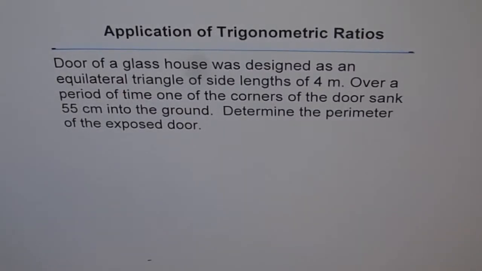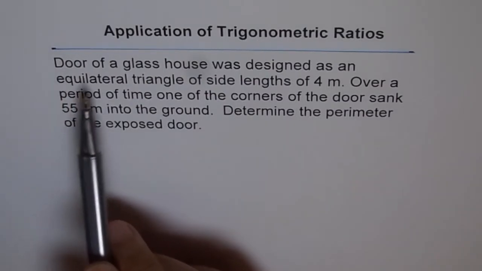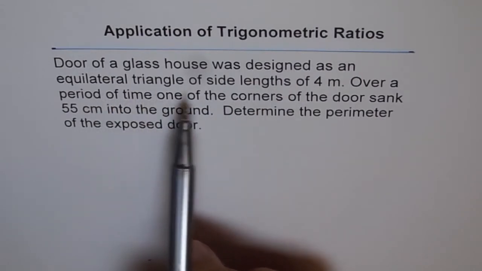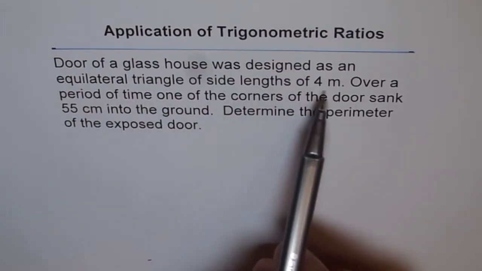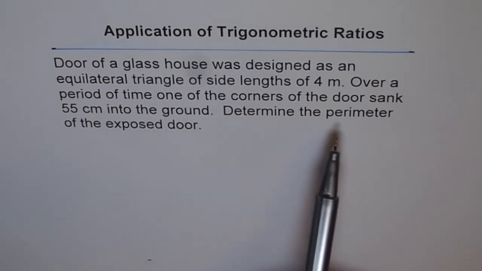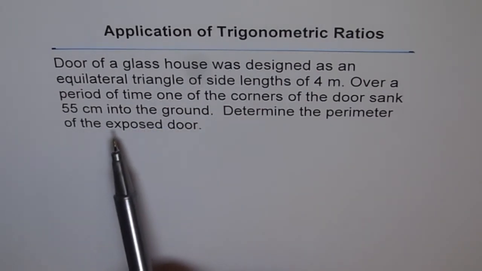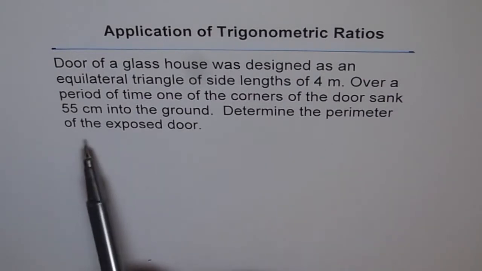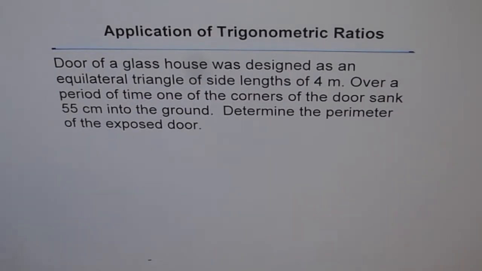Application of trigonometric ratios. Well, this is a thinking problem. It's quite difficult. The door of a glass house was designed as an equilateral triangle with side lengths of 4 meters. Over a period of time, one of the corners of the door sank 55 centimeters into the ground. Determine the perimeter of the exposed door.